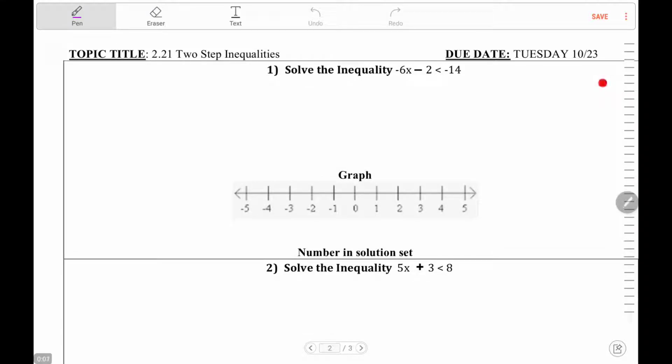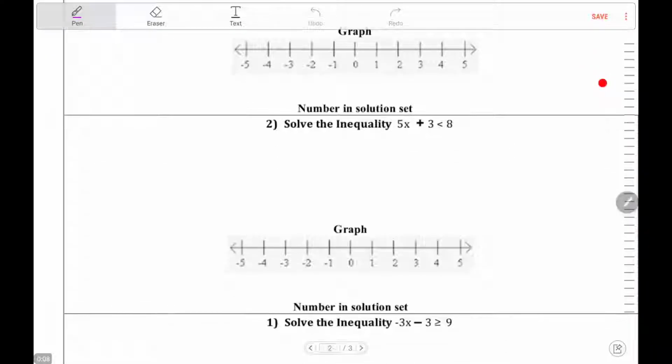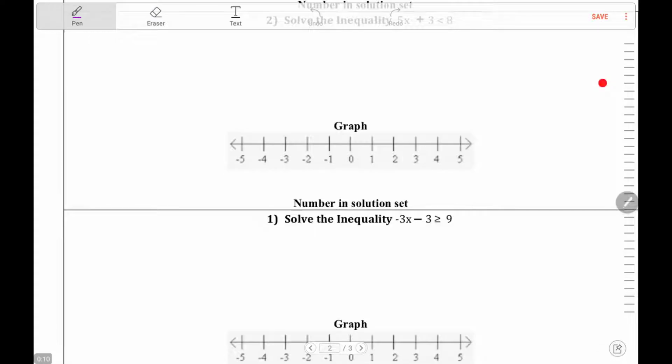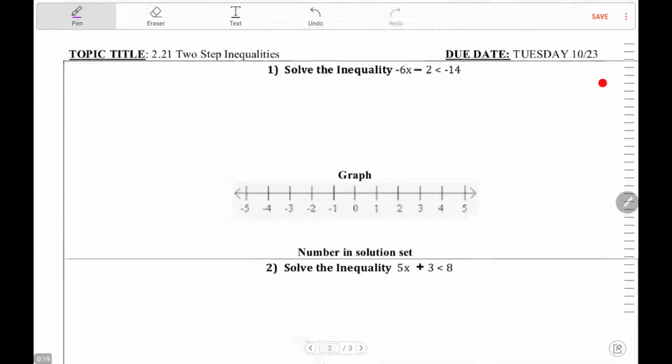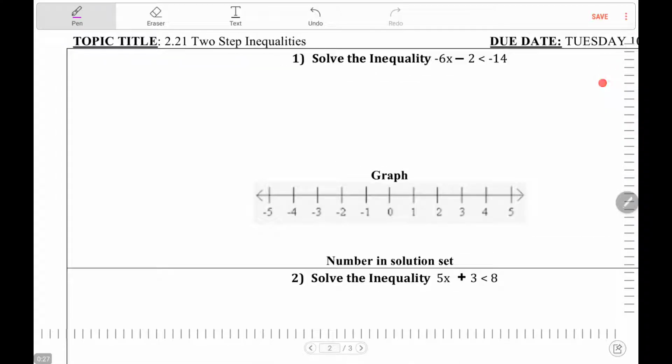Hi all, we're gonna continue solving two-step inequalities, but before that, I want you to look at this last question and change the number. That is not number 1, that's number 3. Alright, now that you did that, let's go back to question 1. So we have negative 6x minus 2 is less than negative 14. What's our first inverse operation? It is adding 2, so plus 2 plus 2.